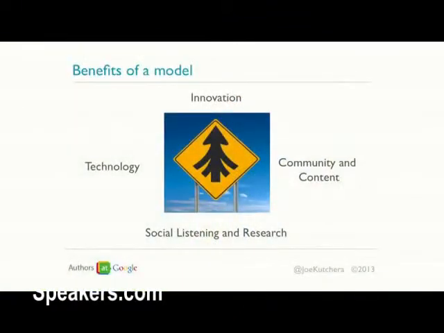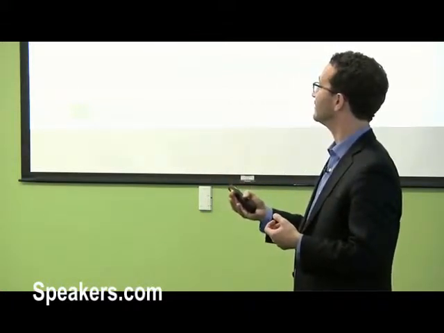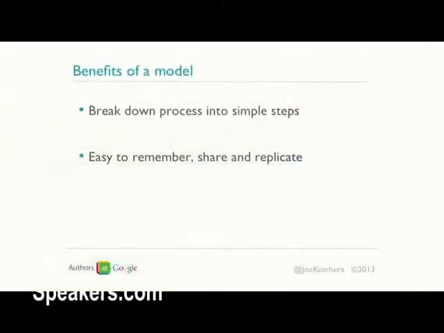But today there are a lot of new factors that we all know about. Technology: chief marketing officers spend more than chief technology officers on technology and big data. There's a need for innovation, coming up with new ideas. There's a need for community and content, and a need to really listen to our community and use that research. And really, the benefit of a model is that it breaks down a complicated process into simpler steps, and makes things easier to remember, share and replicate.